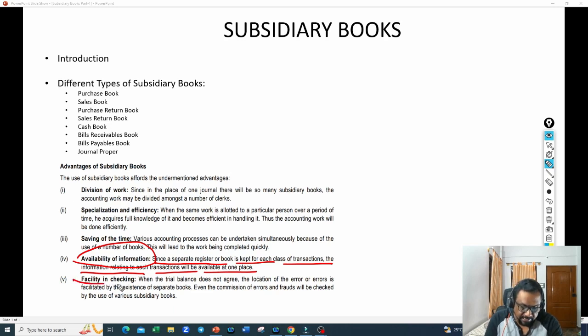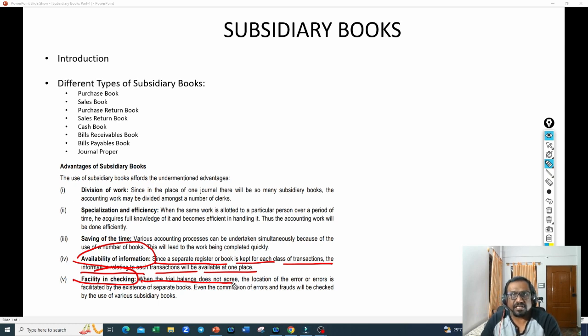Next, facility in checking. When the trial balance does not agree, I already told you, when we prepare the trial balance, what is it that we need to establish? We need to establish the arithmetical accuracy of the trial balance, right? Both debit total and credit total should tally. If that is not tallied, then you are not establishing the arithmetical accuracy of the trial balance. You need to go and identify why the debit and credit are not tallying. What can I do to identify the difference? How to rectify that difference? That is something, as an accountant, it is your responsibility to investigate, right?